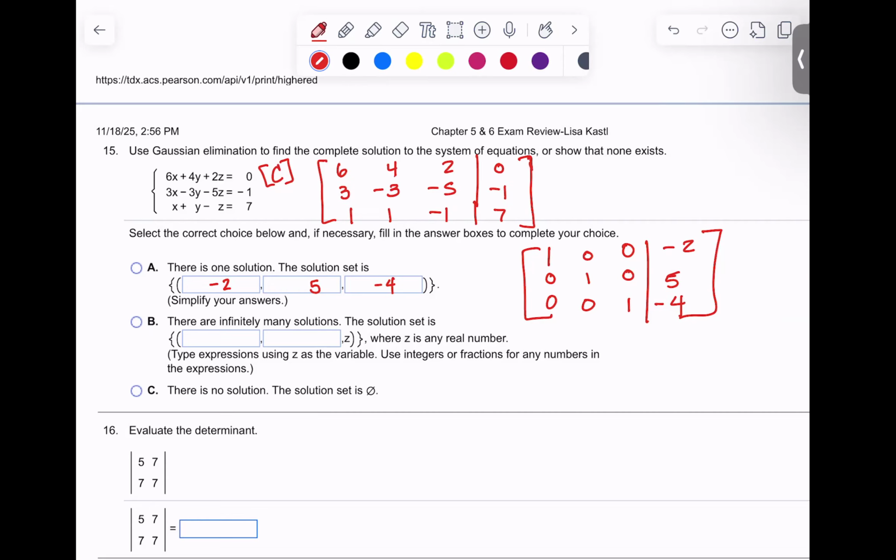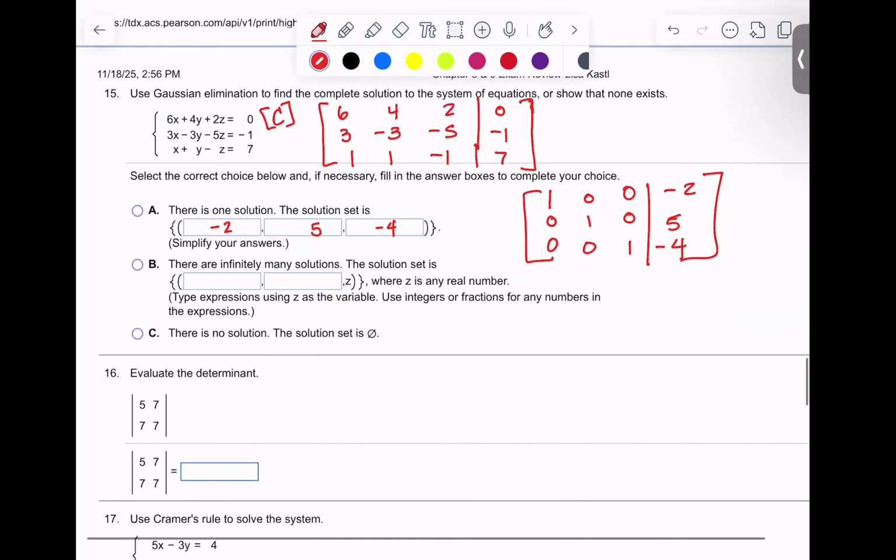I have -6 minus 15 is -21. -21 plus 20 is -1. It works in the second equation. Then I have -2 plus 5 is 3. 3 minus a minus 4 is 7. So that is the solution of that system of equations.